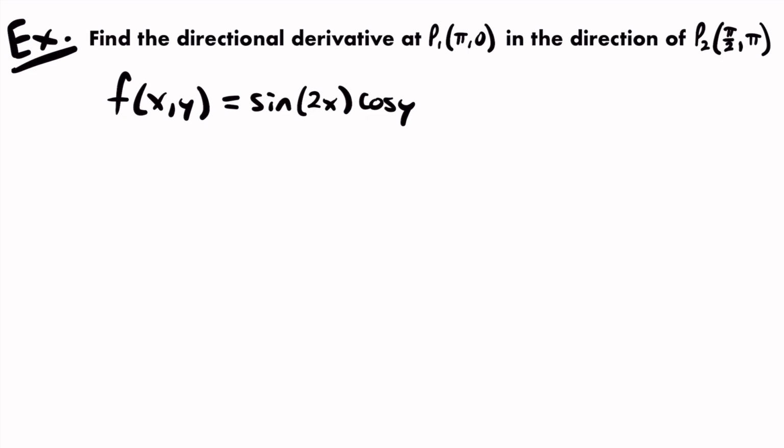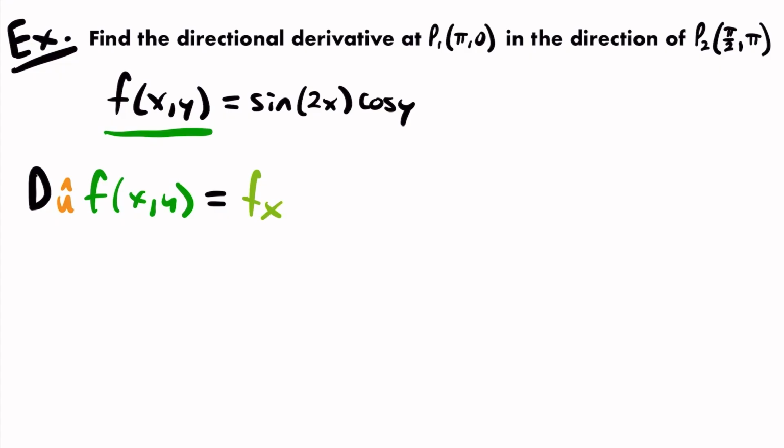Okay, so one more time, our formula is that the derivative in the direction of a unit vector u for our multivariable function f of x, y is equal to fx times u1 plus fy times u2. Okay, so let's start with the partial derivatives. Let's find fx and then fy.